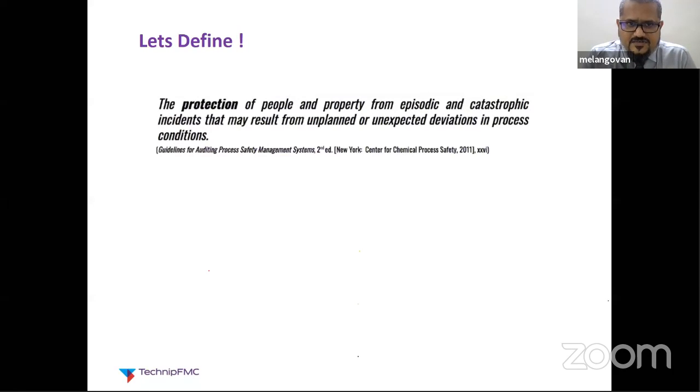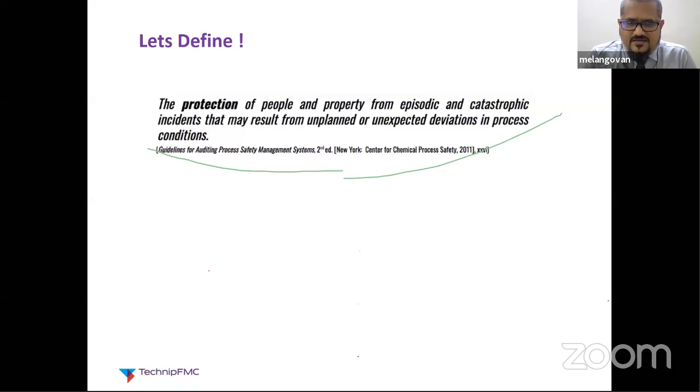One of the definitions from CCPS is the protection of people and property from episodic and catastrophic incidents that may result from unplanned or unexpected deviation in process conditions. So some of the key terms here is unexpected deviation from process conditions. We are running the process for fixed process conditions. If something deviates from that, it may result in episodic or catastrophic incidents, and which may result in damage to the people and property.